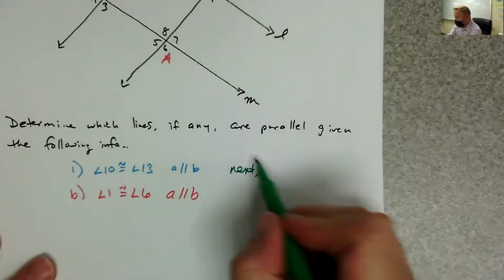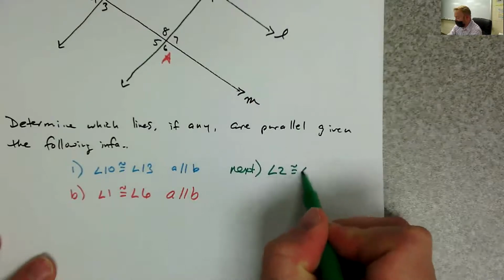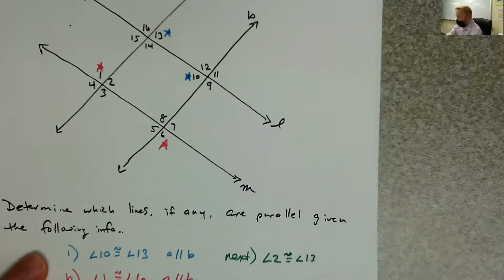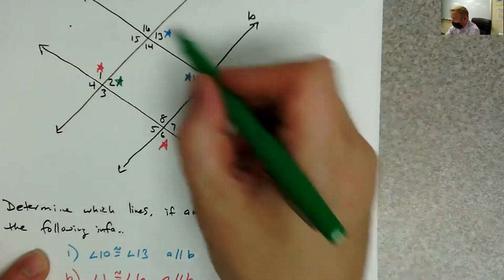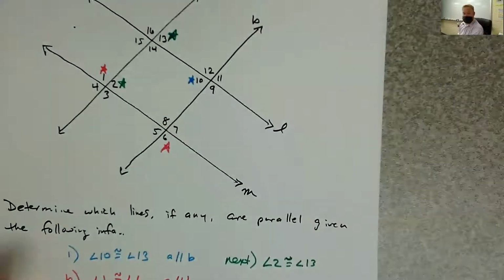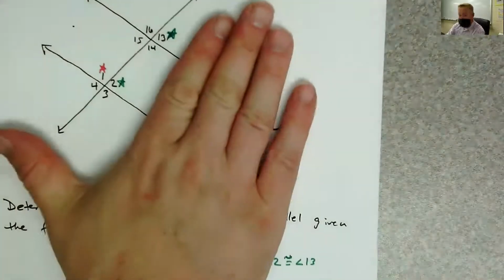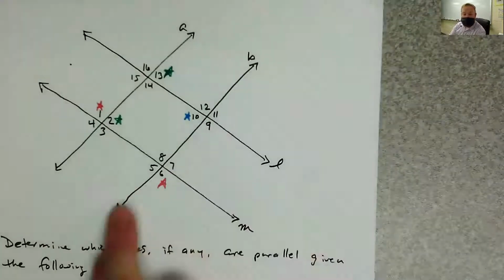So I'm going to say angle 2 is congruent to angle 13. So if I tell you that 2 and 13, oh, we're doing 13 again. 13's popular here. That those are congruent. Again, figure out which line's not involved. That would be B. Line B is not involved.